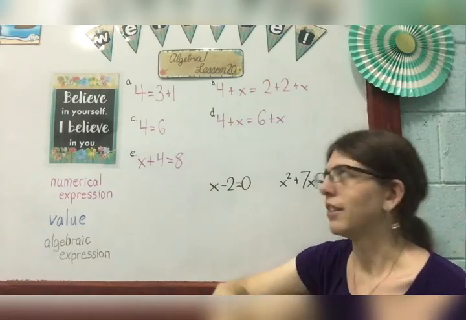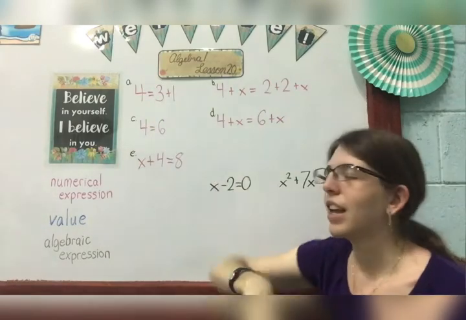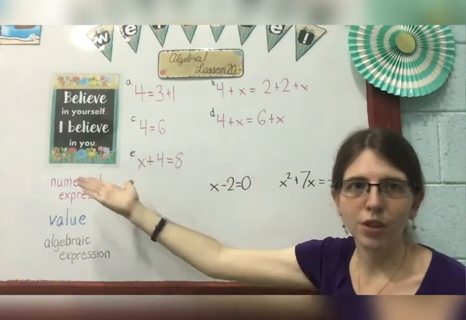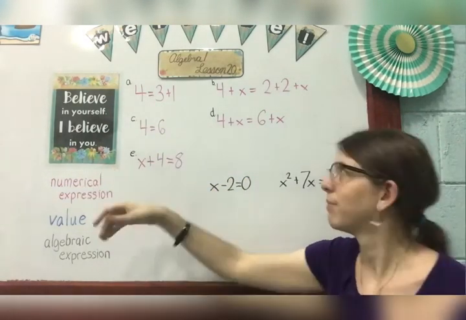Let's look at the true ones. The true ones are A and B. Well, A we know is true because 3 plus 1 equals 4. So that's true. There's no way that can be false.